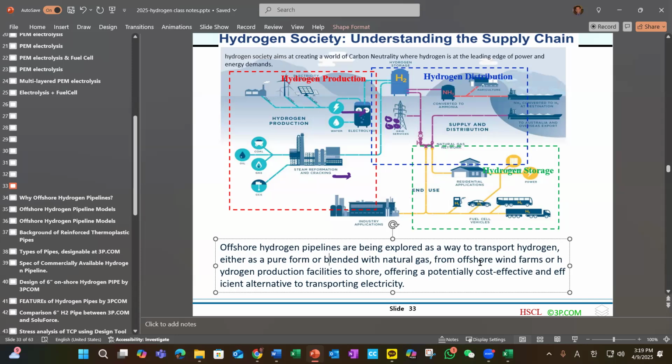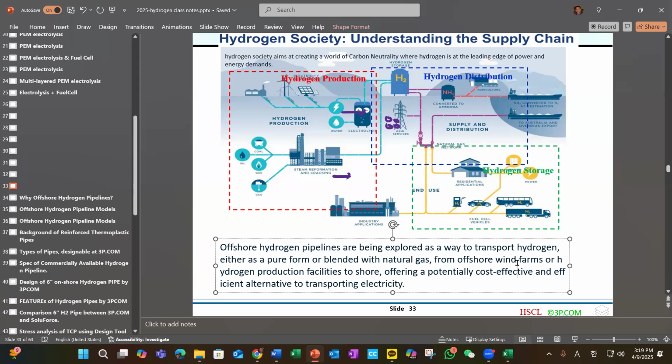Pure form means the hydrogen gas itself, or blended with natural gas. And from an offshore wind farm or hydrogen production facility, this is important. Offshore wind farm, what does it mean? It means that we generate the electricity from wind turbine blades. These wind turbine blades can be either onshore or offshore. Mostly these days the wind turbines are installed offshore to increase the power.